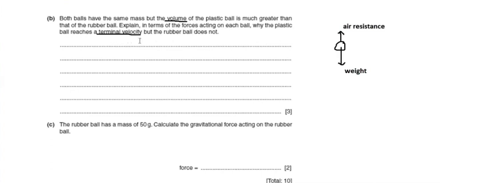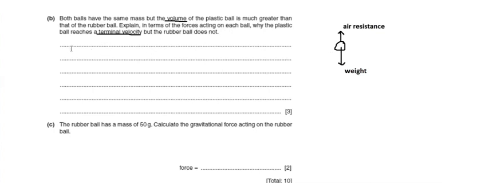the rubber ball, and that's why the plastic ball will achieve the terminal velocity, because soon the air resistance will have the equal value with the gravity or the weight, and the two forces will be equal and opposite at that time, and the plastic ball achieves the constant velocity, or the terminal velocity.